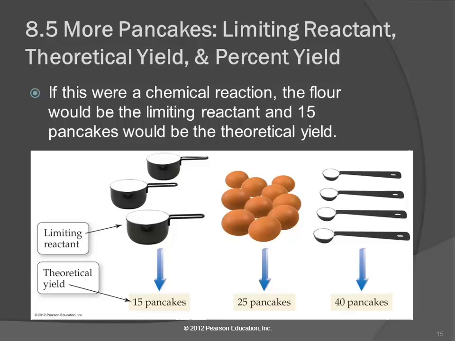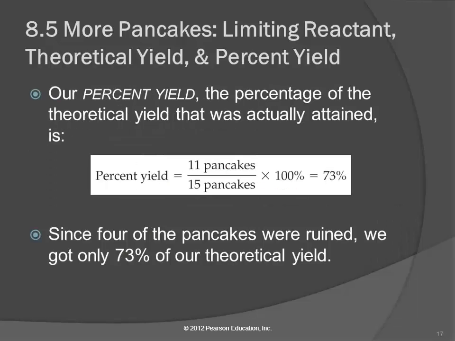Does anything ever go perfectly? No. Something always happens, right? Always. And then we have a concept of percent yield. So the percent yield allows us to compare our actual yield with our theoretical yield. The actual yield is how many pancakes you actually made. So, you know, there was a phone call and 4 of those pancakes on the griddle got burned. They were ruined. We had to throw them away. So our actual yield is only 11 pancakes.